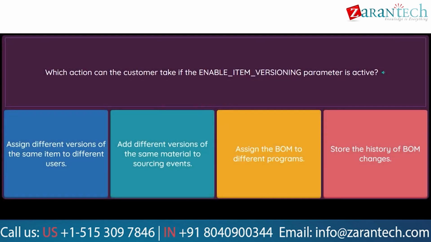Question: which action can the customer take if the enable_item_versioning parameter is active? Option 1: assign different versions of the same item to different users. Option 2: add different versions of the same material to sourcing events. Option 3: assign the BOM to different programs. Option 4: store the history of BOM changes.